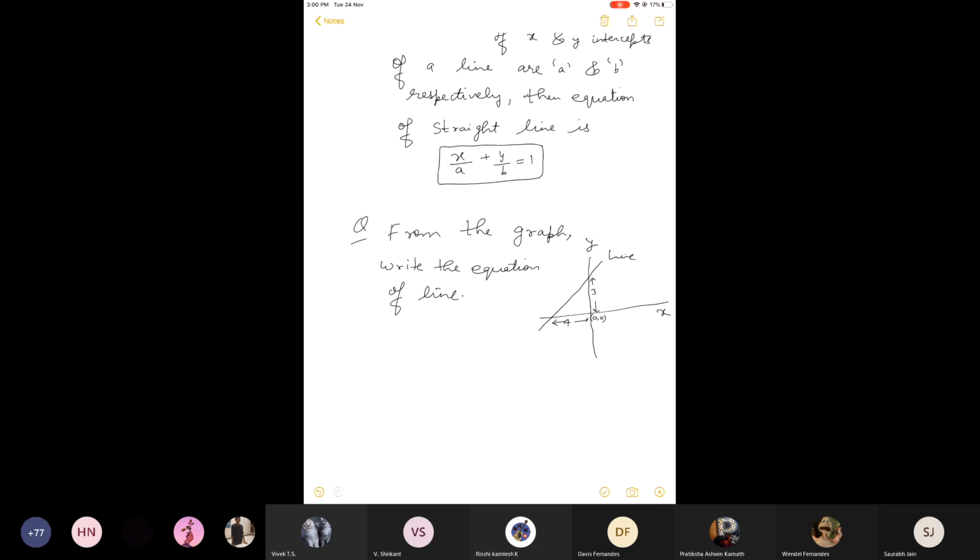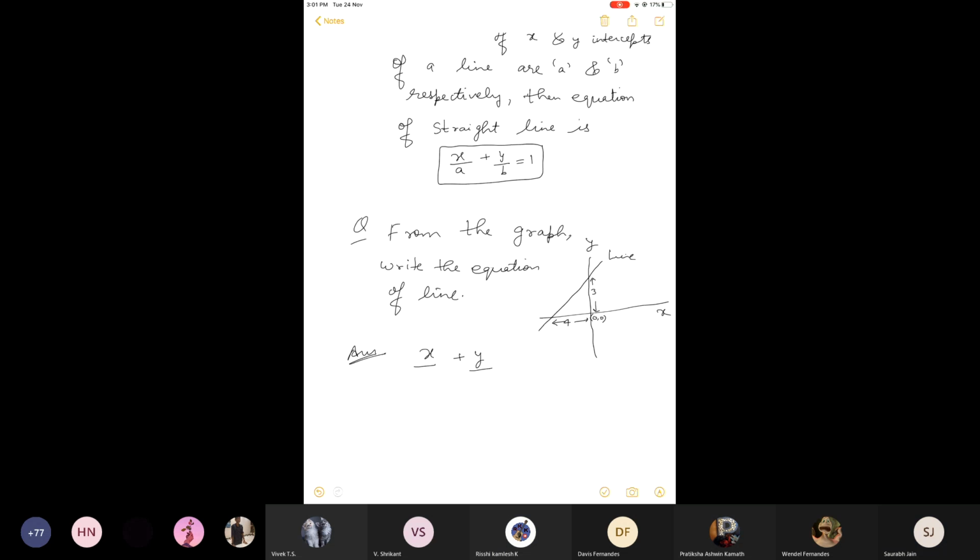What will be your answer? Yes, anyone? What you will write in place of a? A is x intercept, b is y intercept. So in the equation, you can write it in one line. Answer will come in one line. What you will write in place of a?